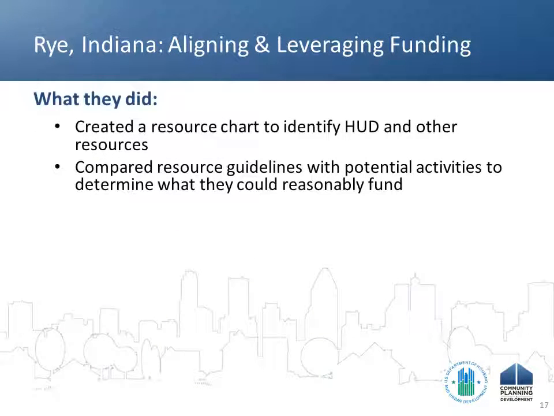Once the city understood the potential for redevelopment and the needed services in the Northeast Rye area, it started to identify funding sources that it could use to leverage its CDBG and HOME funds. Working with its partners, the city created an inventory of resources. It compared guidelines against potential activities and identified ways in which HUD resources could be leveraged with other funds.